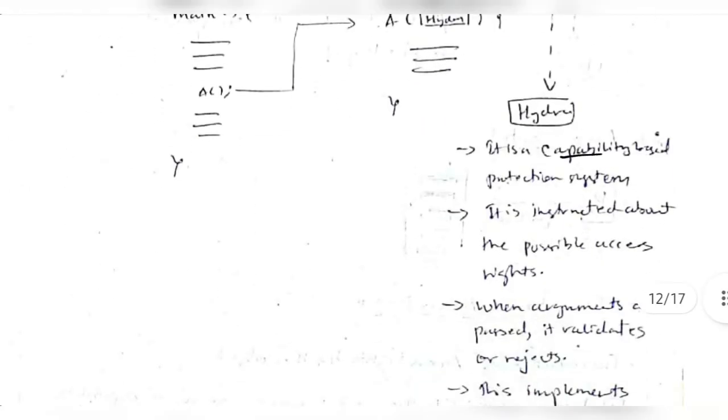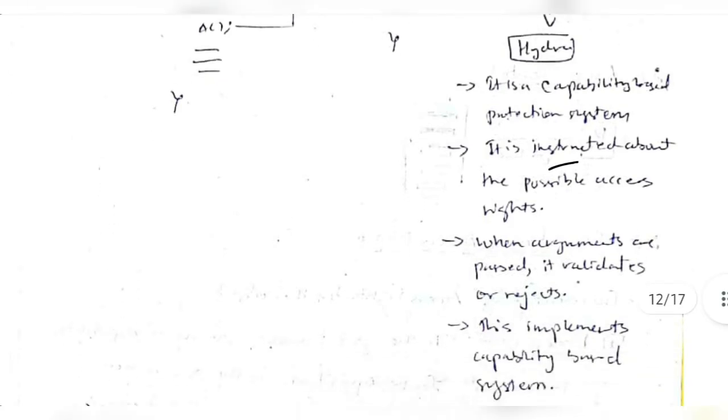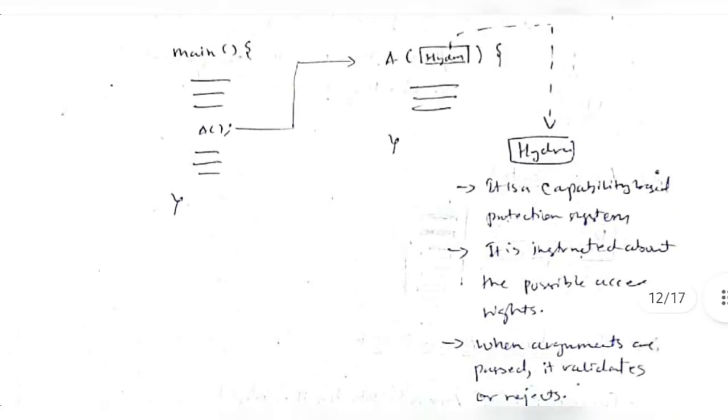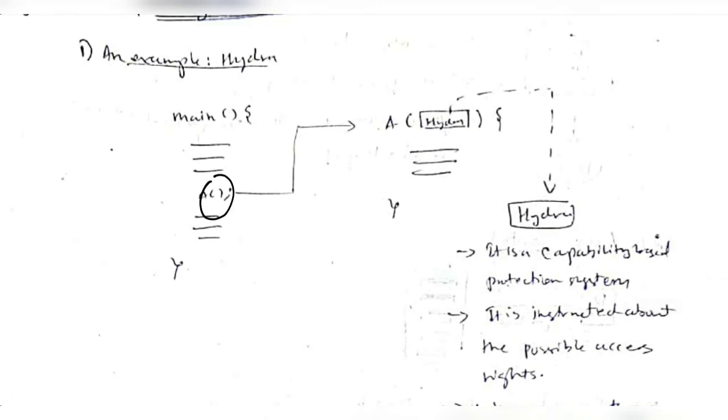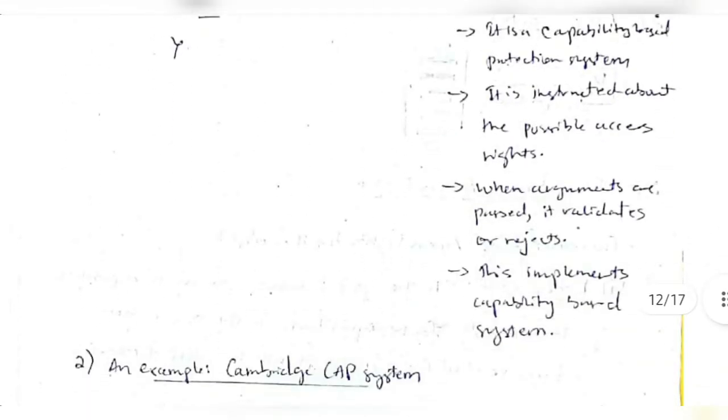So it's a capability based system which is instructed about the possible access rights. It will compare those rights with the arguments passed here. If it's valid, it will allow the process to make the changes, else it will not allow. This implements the capability based system.